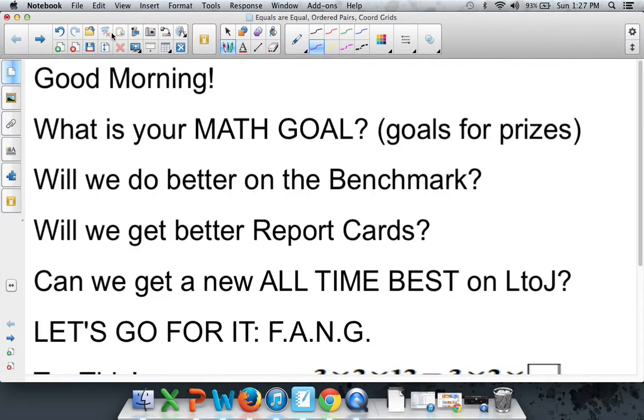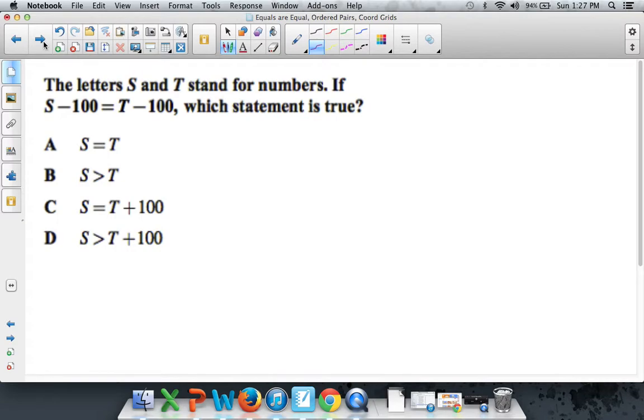This week we're working on balancing equations and coordinate grids and ordered pairs. Check it out. What I mean by balancing equations is that you understand that when there's an equal sign, both sides of the equal sign have to be equal to each other. The letters S and T stand for numbers. If S minus 100 equals T minus 100, which statement is true?